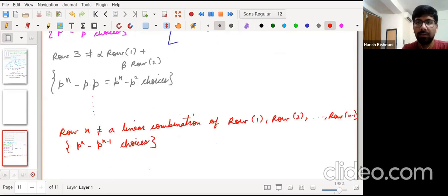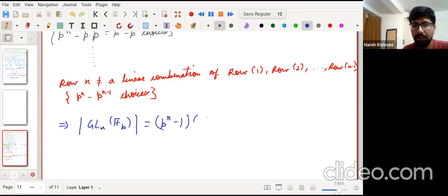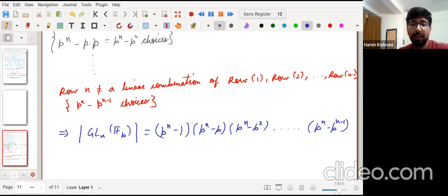So now this implies the order of GL_n(F_p) is, for the first row you have how many choices? p^n minus 1. For the second row you have p^n minus p choices. For the third you have p^n minus p square choices, and so on to p^n minus p^(n-1) choices. Okay, so this is the order of GL_n(F_p) for any n and for any prime p.